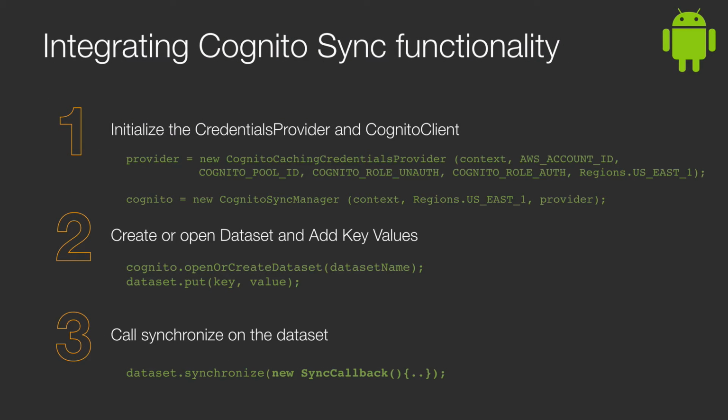Integrating it into an application is very simple. There's some code samples here for development on the Android platform. Basically, you will initialize a new credentials provider using the new Cognito caching credentials provider creation function, and that will give you then a Cognito provider object which you can create a sync manager on. You can then create and open a data set and add key values to that, and you can call synchronize on that data set, and that is basically it. Your data set will be pushed then to the synchronization service, and it'll be available on other devices that you use the same ID on. It's that simple. So you really don't need to do a lot on the client development side of things to take advantage of this functionality.